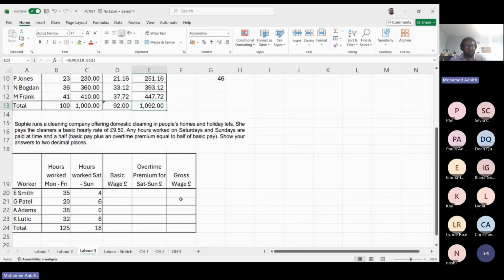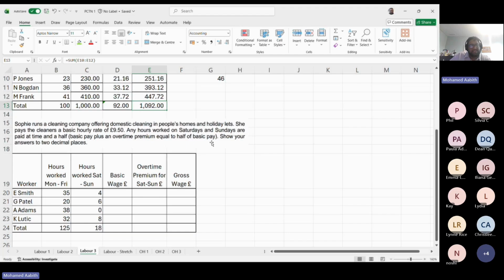Now, this is kind of a bigger question. I want to do this quickly so I can work on how the rates change for different days and different hours. So let's say here, Sophie runs a cleaning company offering domestic cleaning in people's homes and holiday lets. She pays the cleaners a basic rate of £9.50. Any hours worked on Saturdays and Sundays are paid at time and a half, which is basic pay plus an overtime premium equal to half basic pay.